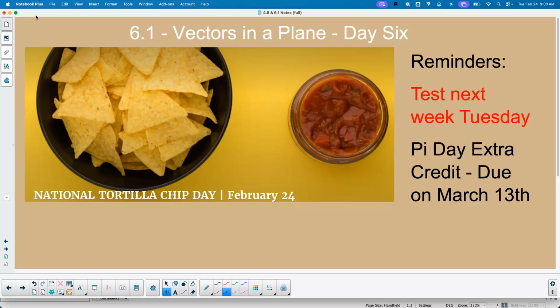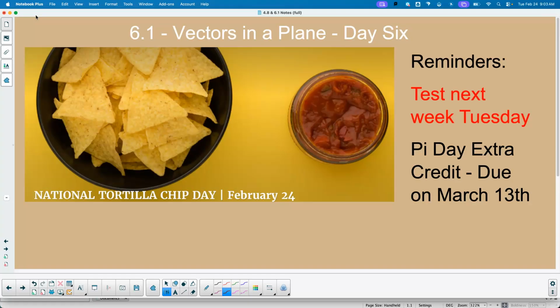Another reminder: you will have a test next week, Tuesday. That test will include navigation and vectors. Okay? So that's what that test is going to be on next week, Tuesday.